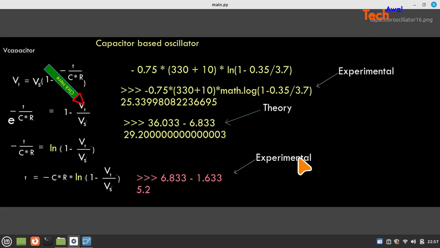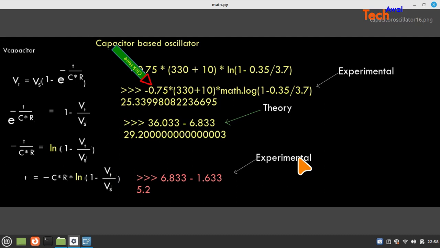But anyway, now if we see the calculation of the capacitor, the voltage across the capacitor at any moment is Vs(1 - e^(-t/RC)). So the time it takes to charge the capacitor is -RC ln(1 - Vt/Vs). Okay, we use Python code.